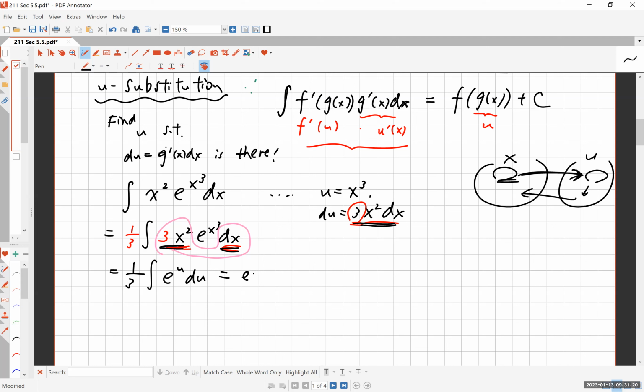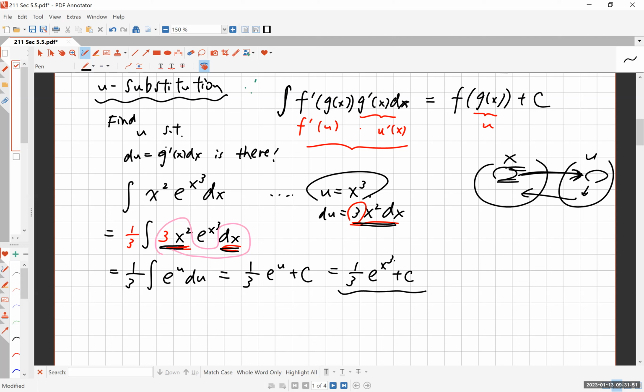In the world of u, this is really easy, right? This is 1/3 e to the u plus c. Remember that plus c. And then you take this back to the world of x, because the x people have no idea what u is. The x people don't know who you are. So u is replaced by an expression using x. So this is 1/3 e to the x cubed plus c, okay?